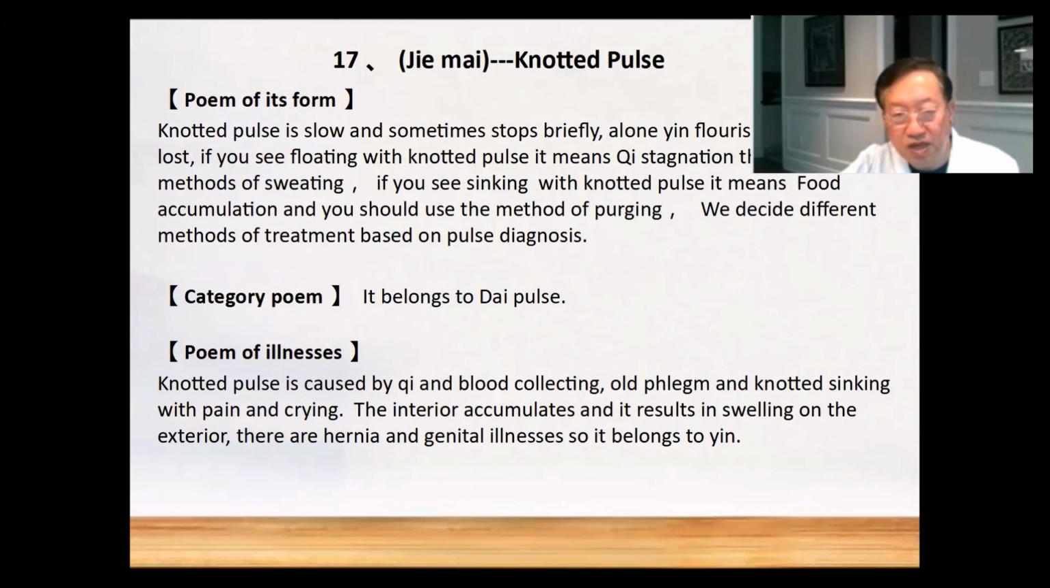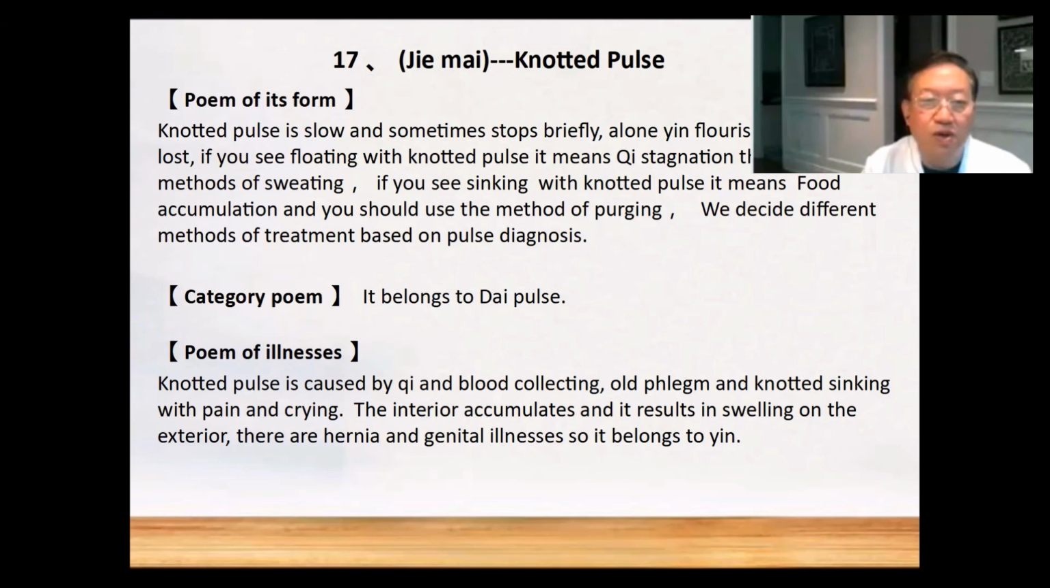17, Jiemai, or knotted pulse. Poem of its form. Knotted pulse is slow and sometimes stops briefly. Alone, yin flourishes and yang is lost. If you see floating with knotted pulse, it means qi stagnation that must use the method of sweating. If you see sinking with knotted pulse, it means food accumulation, and you should use the method of purging.